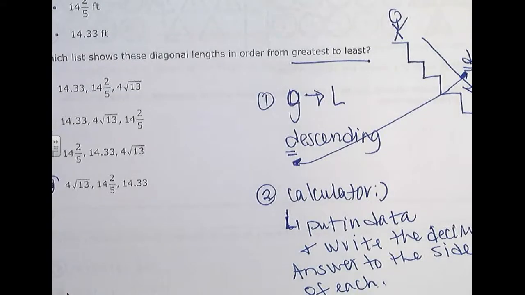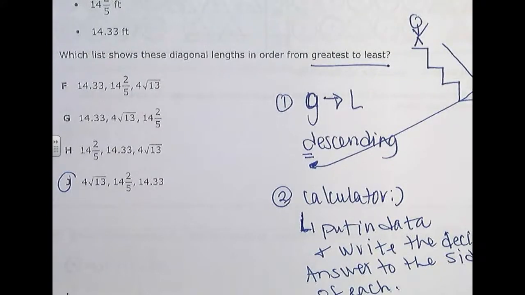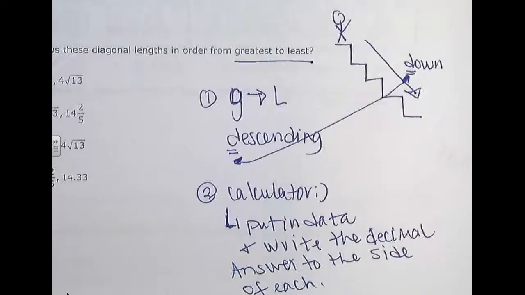All right. Question 30. It says, using these diagonal lengths of the patio, you're supposed to put them from greatest to least. You are probably thinking hypotenuse. Nope, it's greatest to least. And you better be using that calculator. So greatest to least is descending, and I drew a little picture of you going down the stairs. I hope you don't fall. If least to greatest is ascending, greatest to least is the other one, descending.